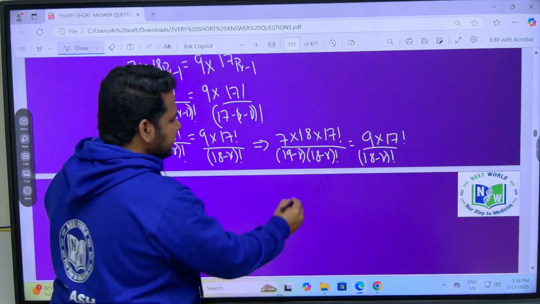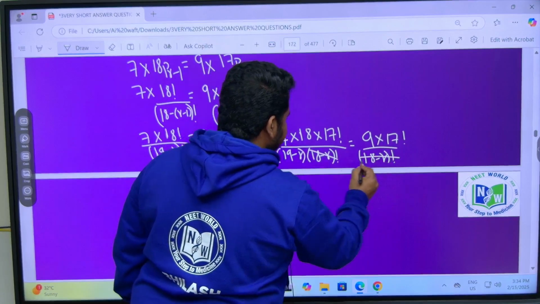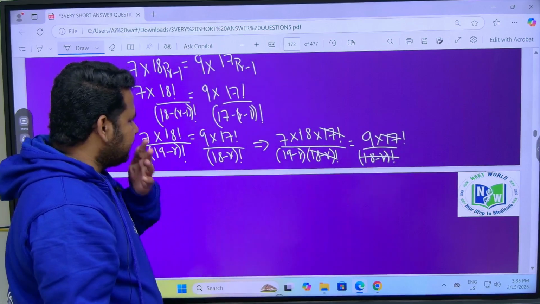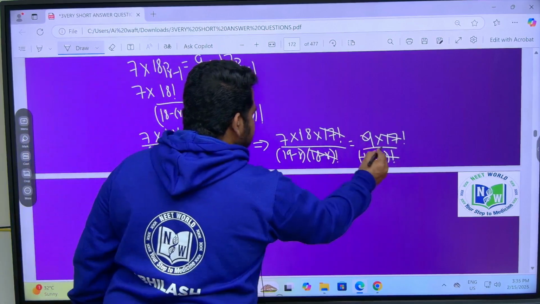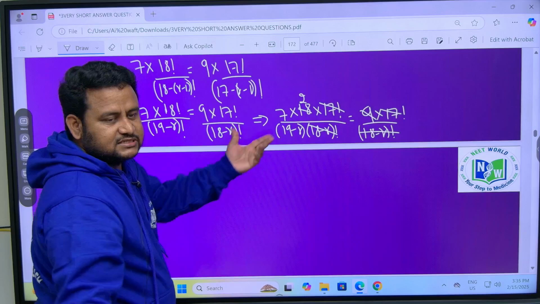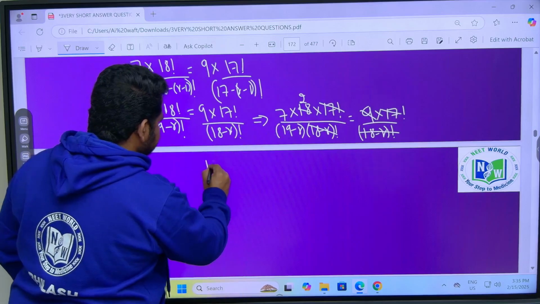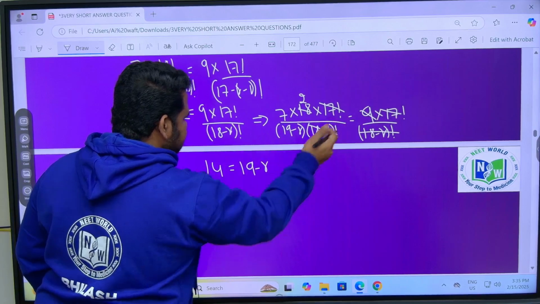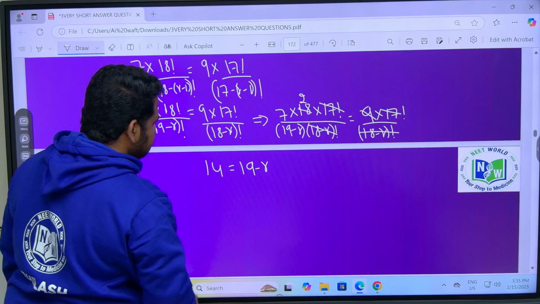So here what can I cancel? 18 minus r factorial, 18 minus r factorial, 17 factorial, 17 factorial I can cancel. So we got 7 into 2, 7 into 2 is 14. This 14 will be equal to 19 minus r, if I cross multiply and send it to the RHS, 19 minus r.